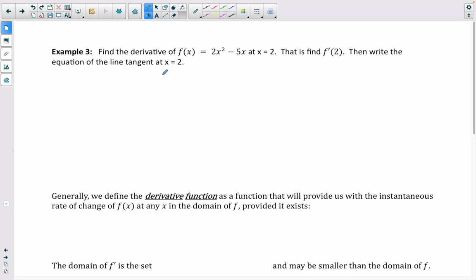In example 3, we're going to find the derivative of f of x equals 2x squared minus 5x at x equals 2. We're going to find f prime of 2. So this means at x equals 2, f prime of 2.